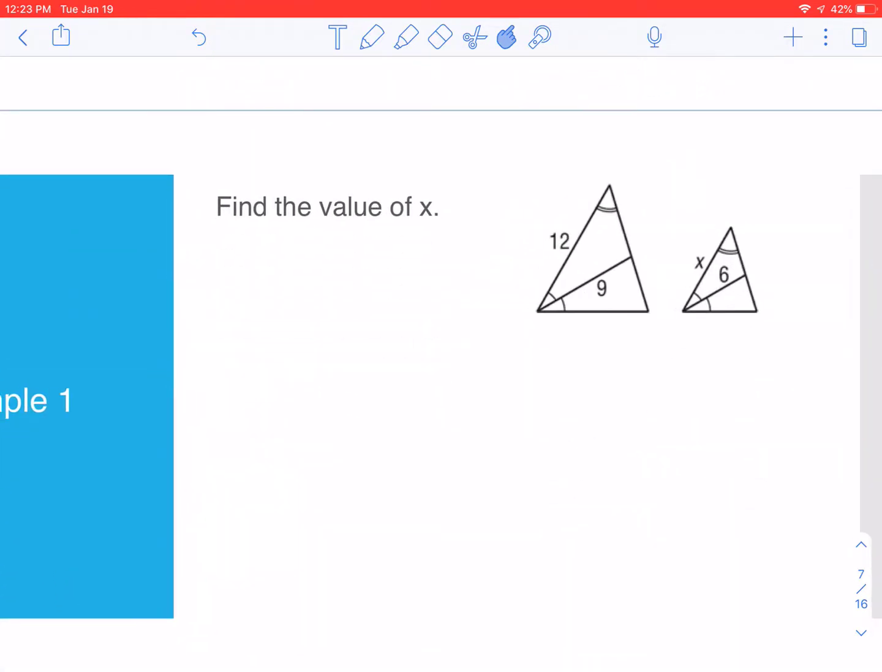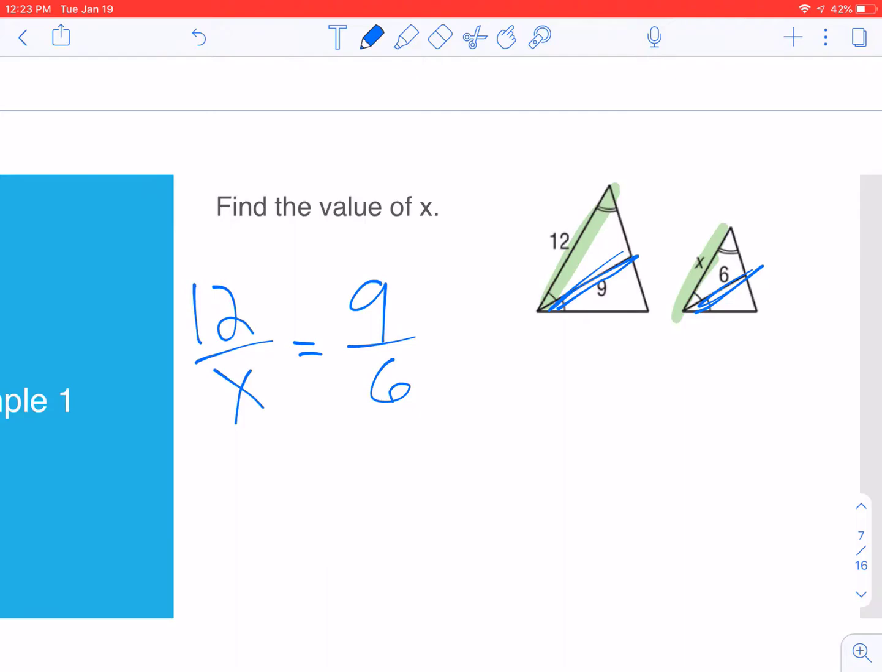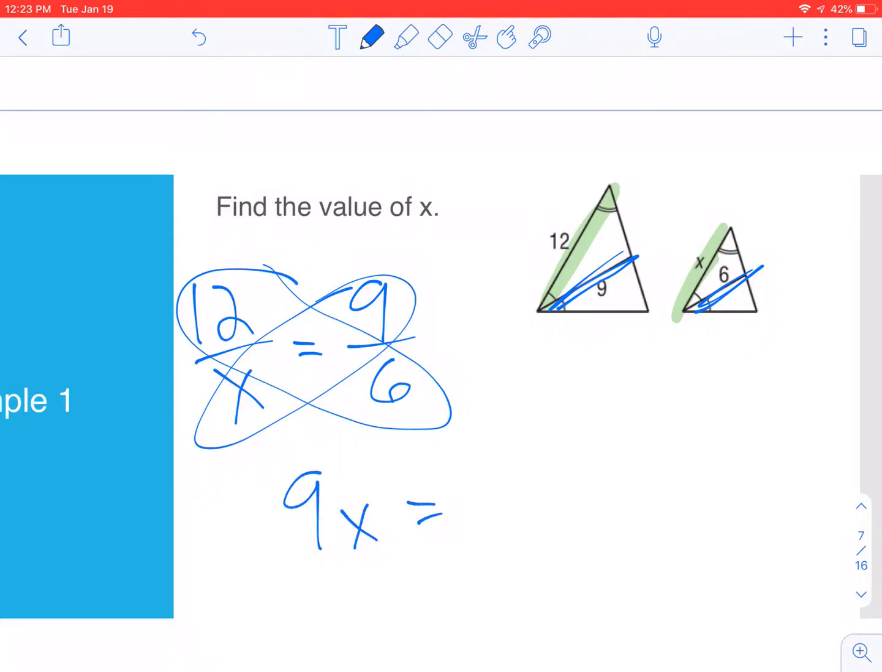All right, let's try another one. Okay, we'll start with the 12. What goes with the 12? If I look over here, it's the x. So I do 12 over x equals, and then the 9 over the 6. So now I cross multiply once again. 9x equals 12 times 6, which is 72. Divide by 9, and I am going to get 8.